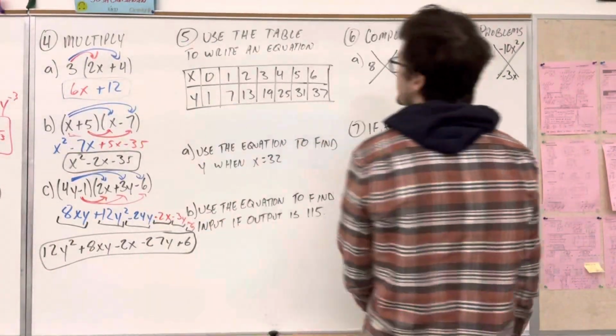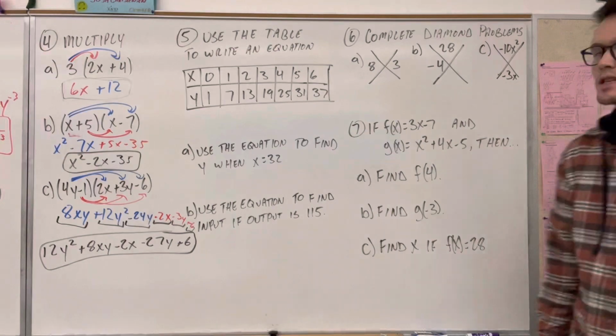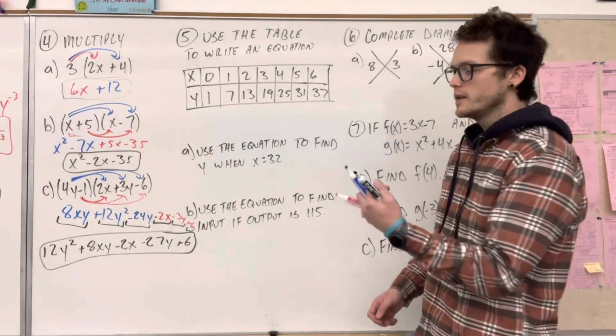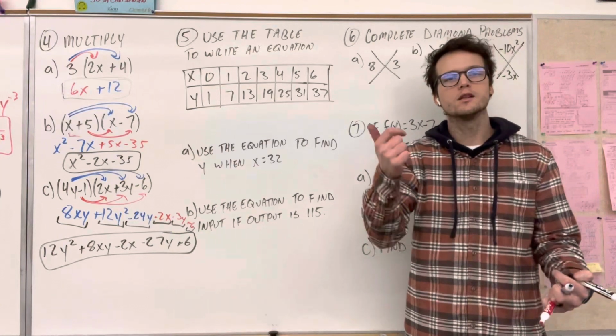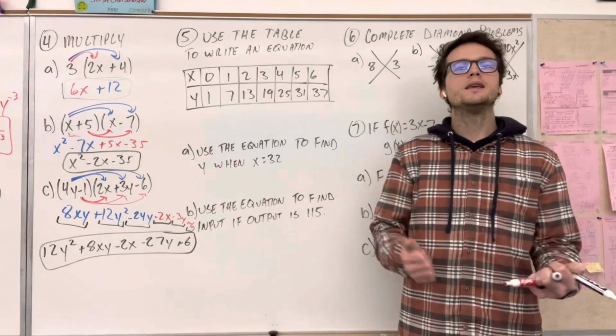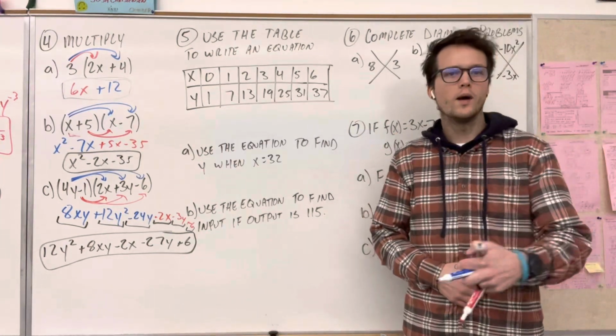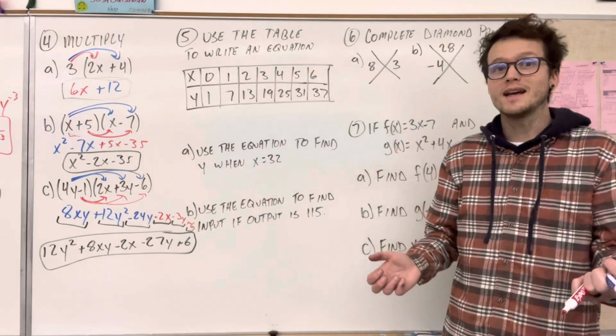Let's look at number 5. Use the table to write an equation. This is going to be a linear equation. So we're looking at a couple things. First, this is going to be in y equals mx plus b form. M is the slope or the rate of change. And b is the initial value, the y-intercept, or whatever the y is when x is 0.